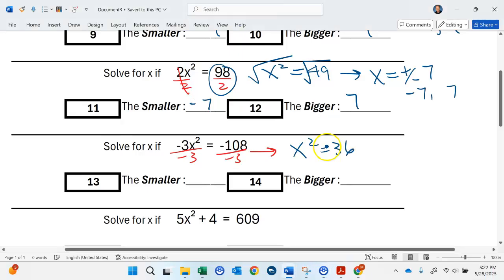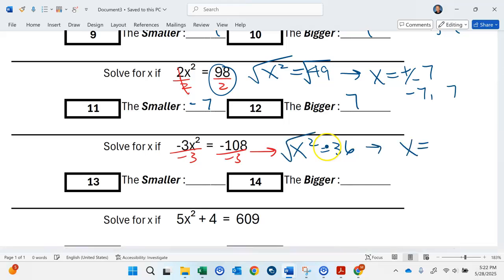Okay, so equals 36. Take the square root. This goes bye-bye. We get x equals, and the square root of 36 is going to be plus or minus 6. So minus 6, plus 6.